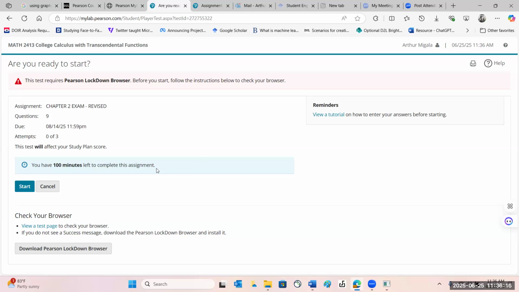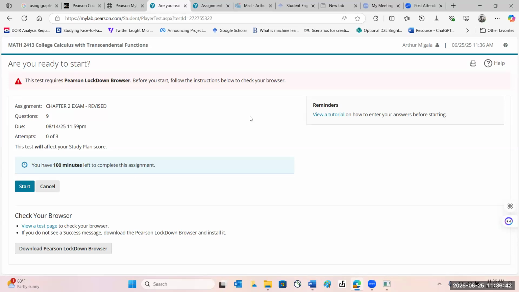So when you go in there, it'll give you this. This thing here says you have to have Respondus turned on. So go down here, download it, and install it, and it'll tell you the percentage. And then once you do that, you can start. So we have 9 questions. You have 100 minutes. It shouldn't take you more time than that, and it will record you and send me the recording.